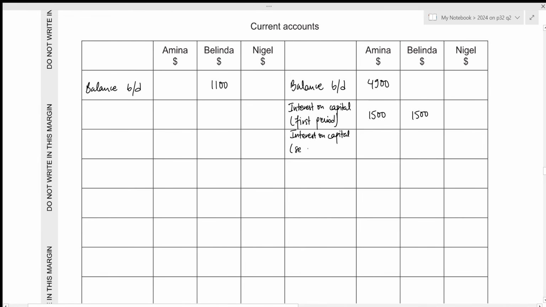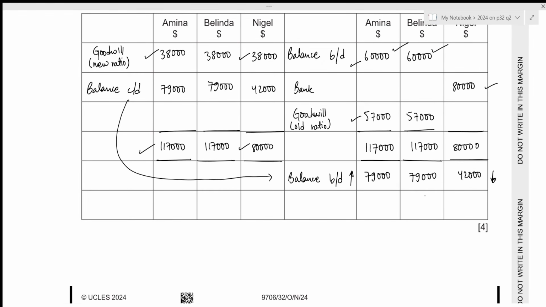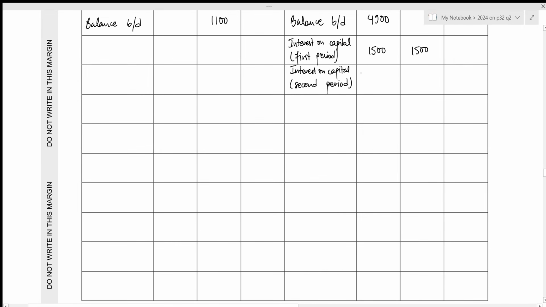Now let's calculate the interest on capital for the second period, based on the new capital balances, which is after the introduction of Nigel. Now for the second half of the year, we take these capital balances. So for Amina and Belinda, that will be 79,000 times the rate of interest, which is 2.5%. That will result in 1975. And for Nigel, that will be 42,000 times 2.5%, which results in 1050. So 1975, 1975 and 1050. Okay, we are done with the interest on capital.